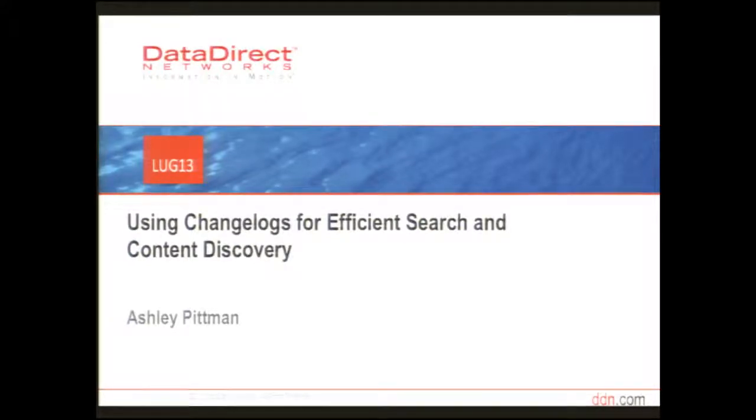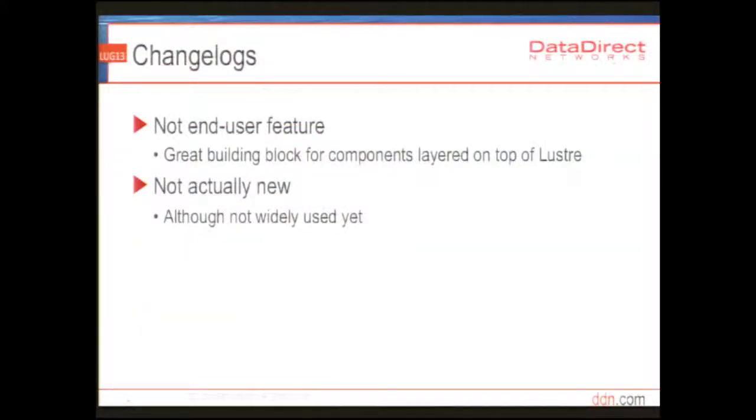So, using changelogs for efficient search and content discovery. This is a research project that we tried internally. We looked at what Lustre provides with a clean sheet of paper and tried to think of something interesting and different that we could do. Changelogs are a relatively new feature in 2.1. Certainly there weren't a lot of people using it when we started looking at this. It's a very low-level feature. It's great for building things on top of, and this really wouldn't have been possible without changelogs. So that's where we started from.